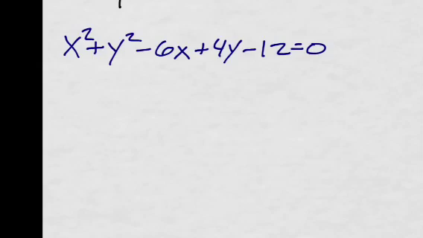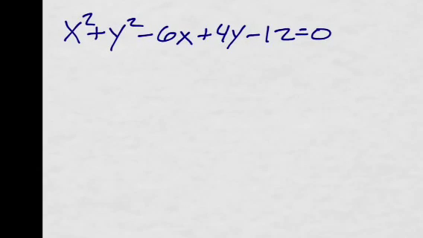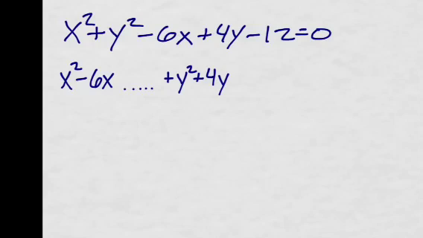So first of all, we'll give ourselves a little bit more space. It's going to take some space in doing here. We're going to rewrite the equation with the x terms gathered together. So x squared minus 6x. And then I'm going to leave myself some space here. And then plus y squared plus 4y. I'll leave myself some space there. I'm going to go ahead and move that negative 12 to the other side. So I'll say equals, add 12 to both sides, equals 12.